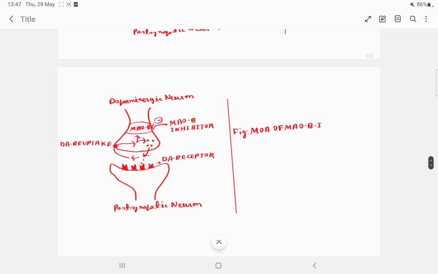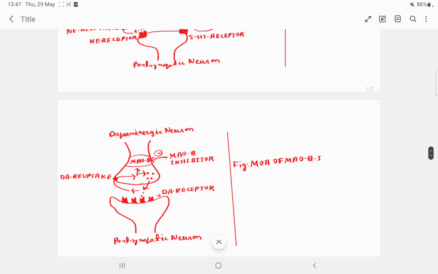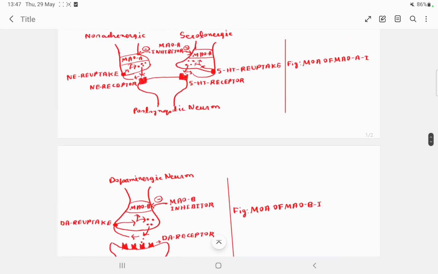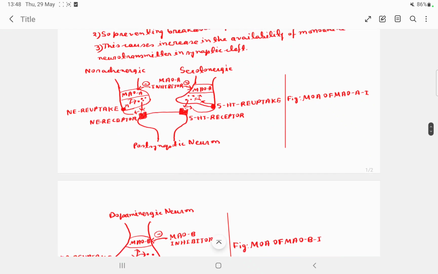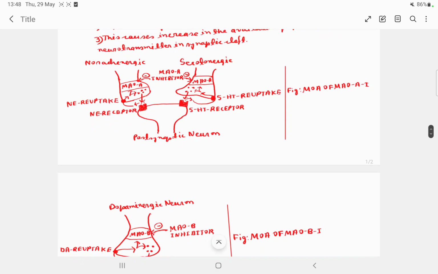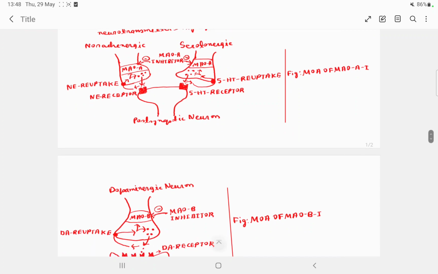So this is the mechanism of action of MAO inhibitors. Basically these inhibitors inhibit the enzyme monoamine oxidase, thereby increasing the availability of the respective neurotransmitters. An increase in serotonin and noradrenaline concentration is necessary to treat patients with depression, because in those individuals the amount of these neurotransmitters is less as compared to normal individuals. So it is necessary to block the MAO enzyme in those individuals.